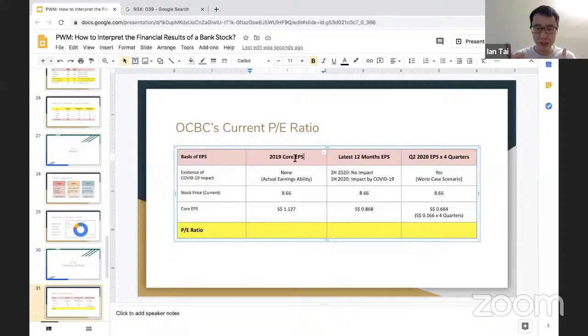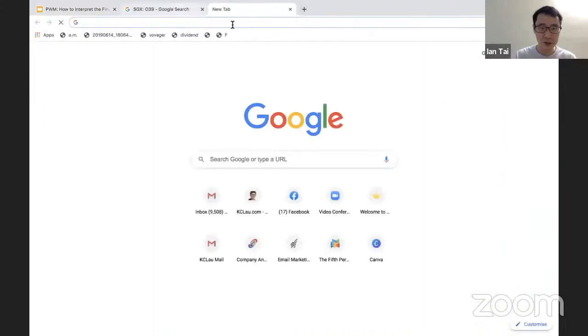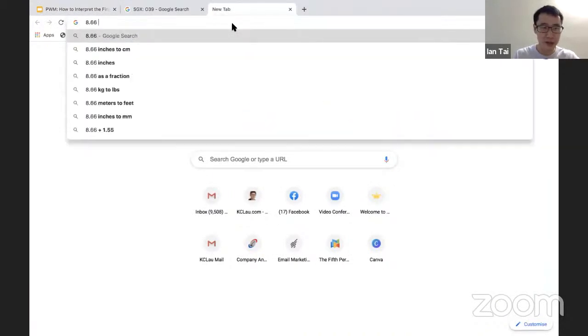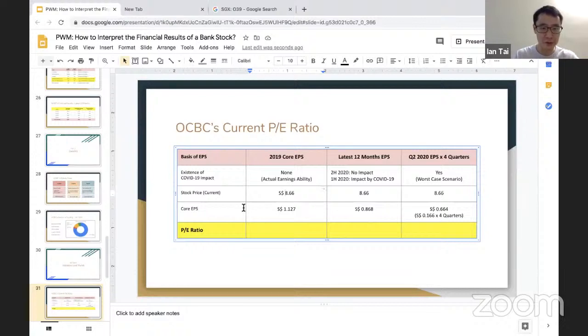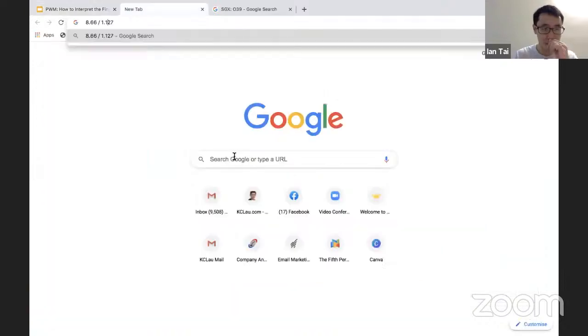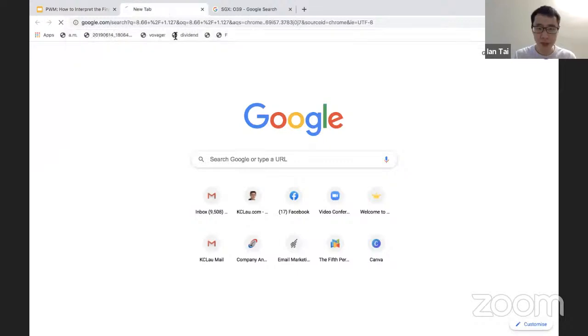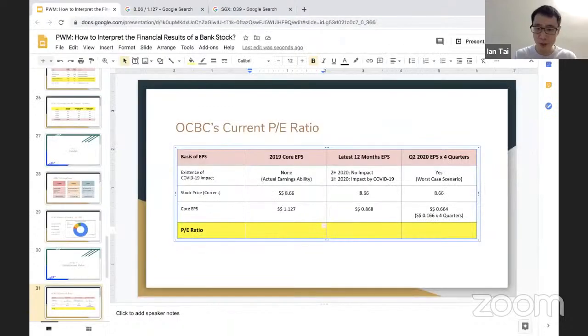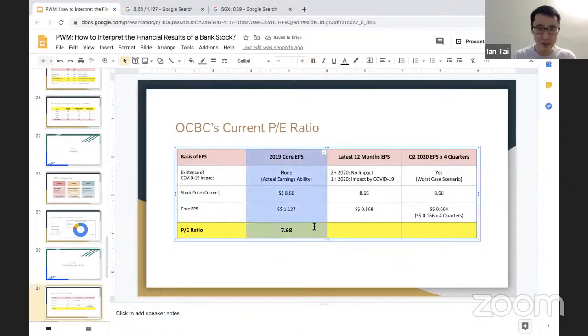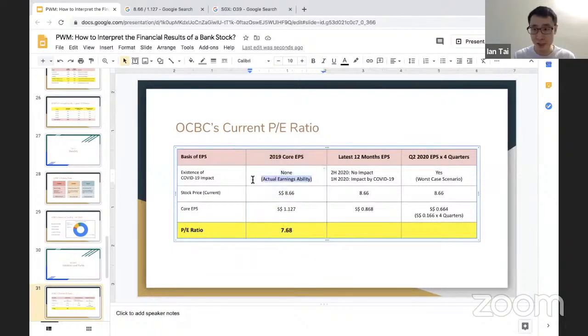The first one, you can take the 2019 core EPS, the 2019 earnings per share figure, which is $1.127. If you want to calculate the PE ratio, all you need to do is take 8.66 divided by the 2019 core EPS of 1.127, and you will have a PE ratio of 7.68. So this is your first PE ratio, 7.68. And for this core EPS, this 2019 figure, because COVID-19 is still very new, you can say it is the actual earnings ability of OCBC Bank without COVID-19. So this is the first PE ratio, 7.68.